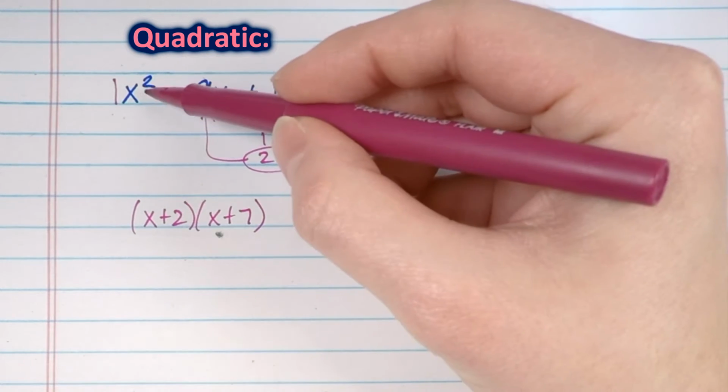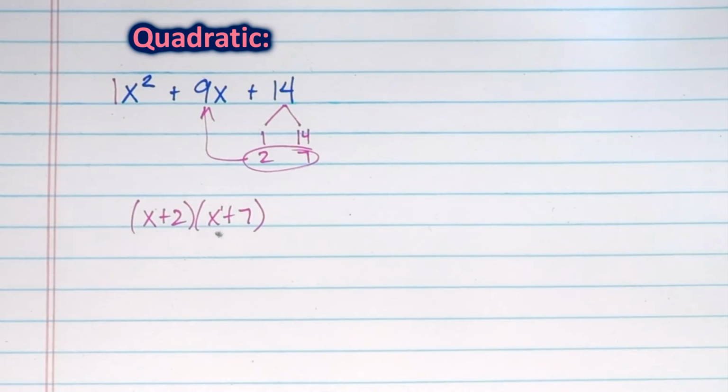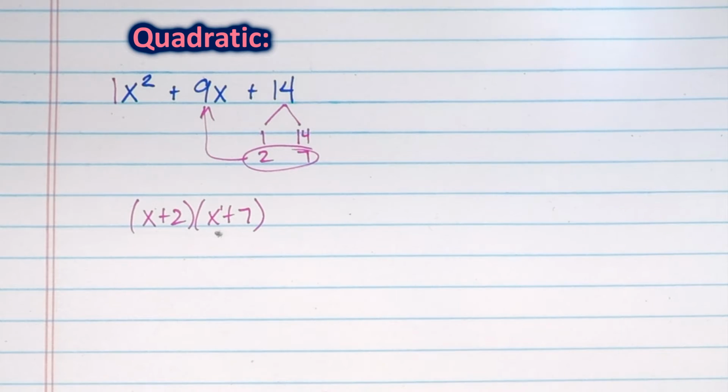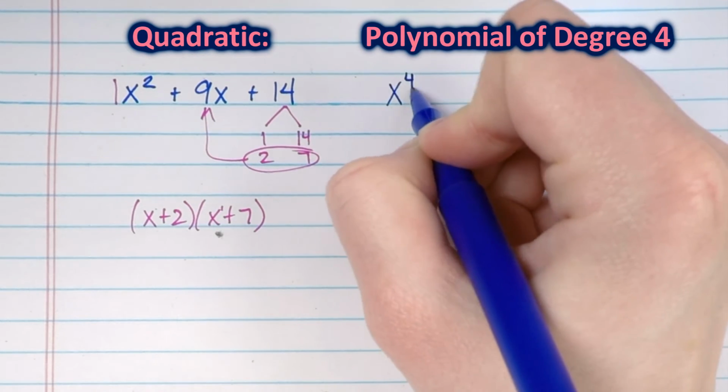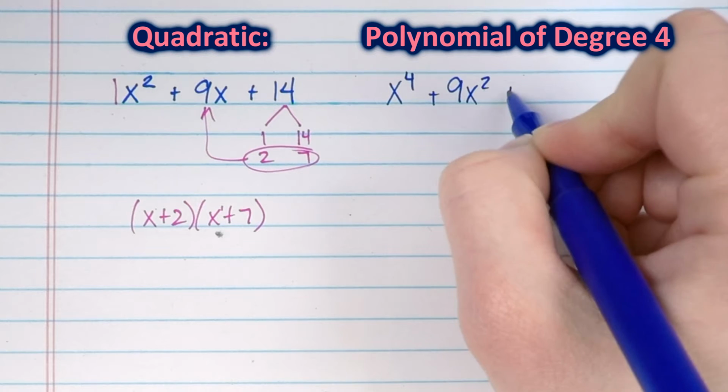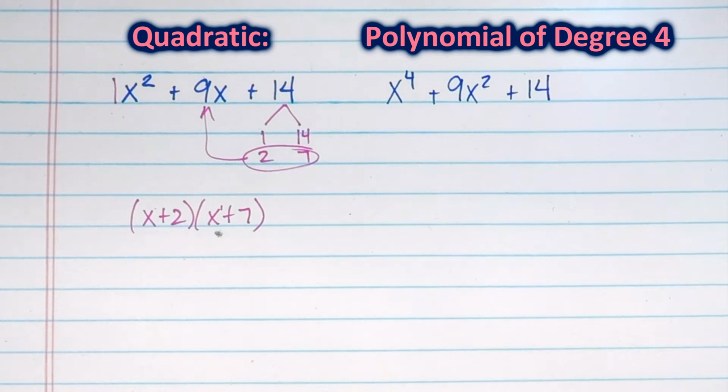And then notice we're splitting up the x squared. Each one gets one of the x's. So if I was changing this to a polynomial, let's say we had this, we would factor this in the same way.